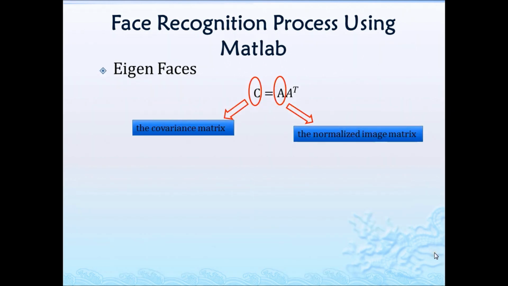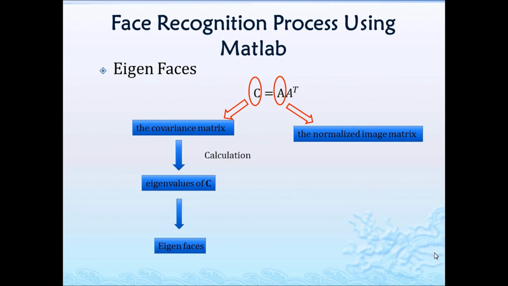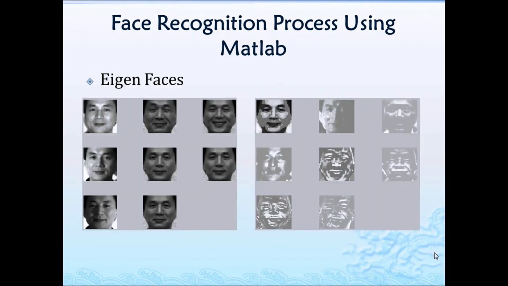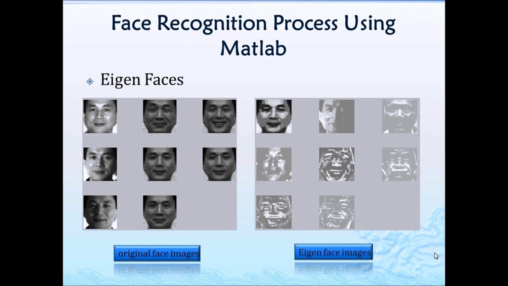The covariance matrix C can be get from this formula. A is the normalized image matrix. We can get the eigenvalues of C by calculation, and the eigenvectors are the eigenfaces we need. The eigenfaces are used to compare the distance between the test image and the training samples. And this is the comparison of the original images and the eigenface images.